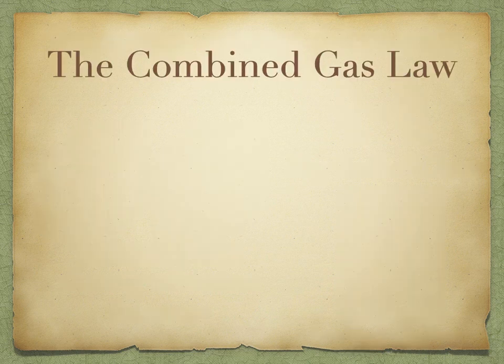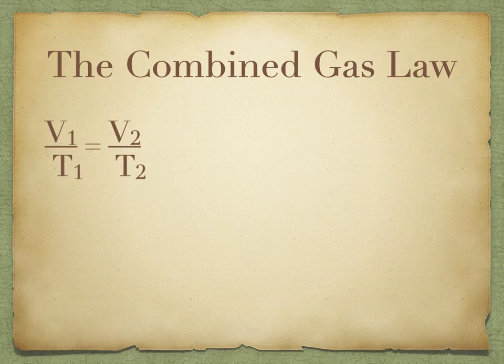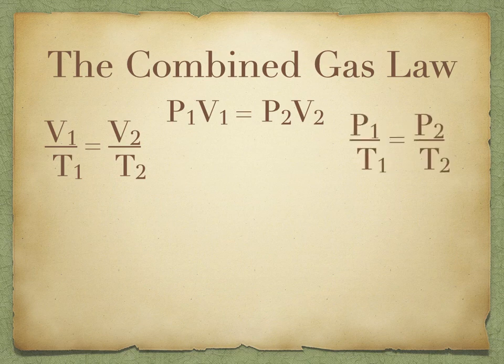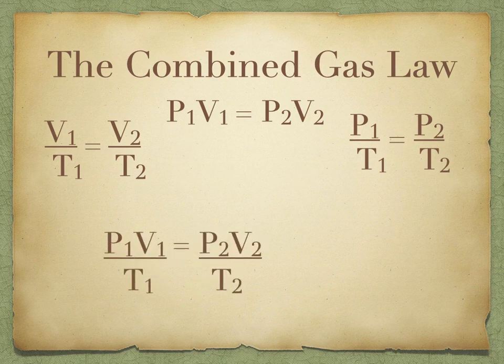Okay, so let's look at what happens when you put all of the gas laws together. We have our volume-temperature relationship. This is, of course, at constant pressure. We have our pressure-volume relationship, which is at constant temperature. And we have our pressure-temperature relationship, which is at constant volume. And the question you might ask is, what happens if you're not keeping one of those variables constant? Well, you get what's called the combined gas law. So notice temperature is always on the bottom, pressure and volume are always on the top. So we get P1 V1 over T1 equals P2 V2 over T2.